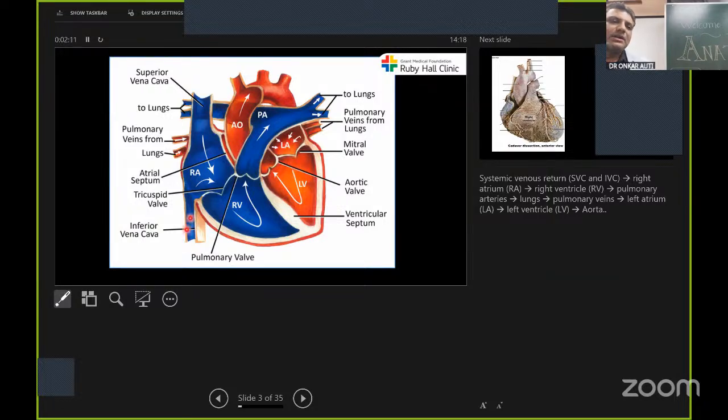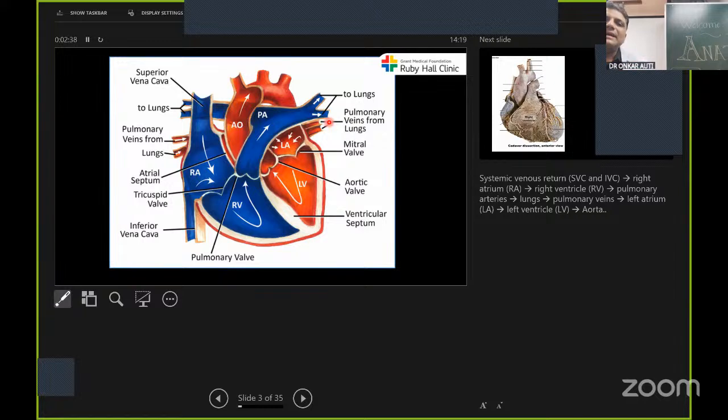Okay, excellent. So the blood from our systemic circulation, the deoxygenated blood, comes through the superior vena cava from the upper body, and from the lower body through the inferior vena cava, and goes into the RA. From the RA, the blood drains into the RV, and the RV pushes the blood into the main pulmonary artery, and in turn into both the lungs to get the blood oxygenated.